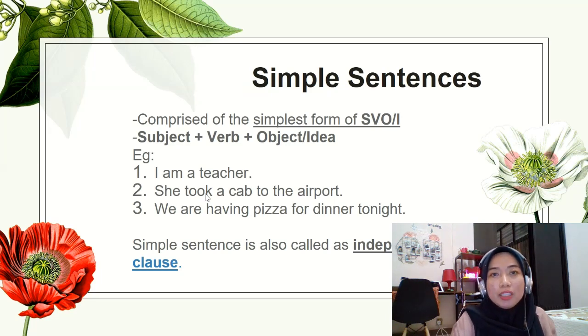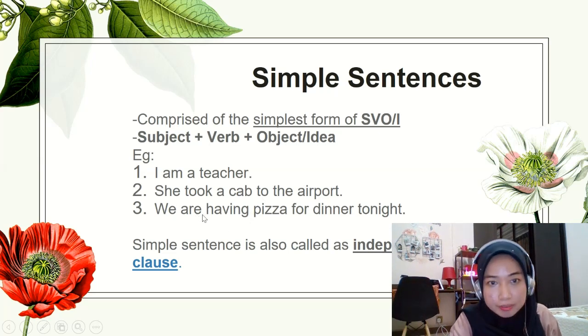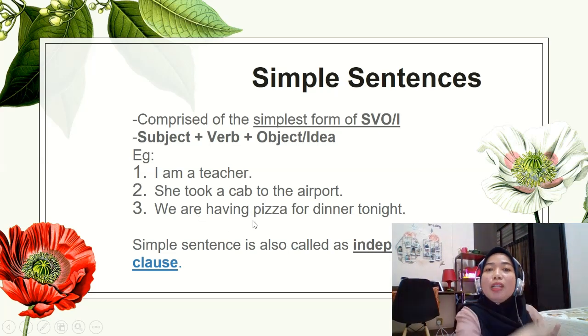Okay? What about the last sentence? Can we try and break down the last sentence all together? Where is the subject? Very good. The subject for the third sentence here is we. Where is the verb? The verb here is are having. Now, similar to what I showed you guys just now, English verbs are so complicated.